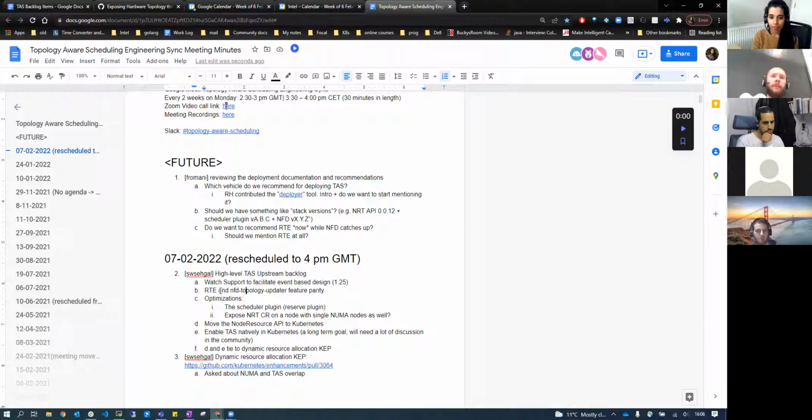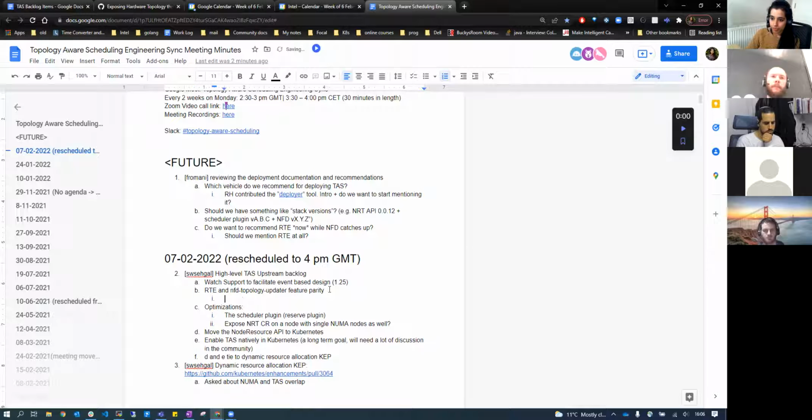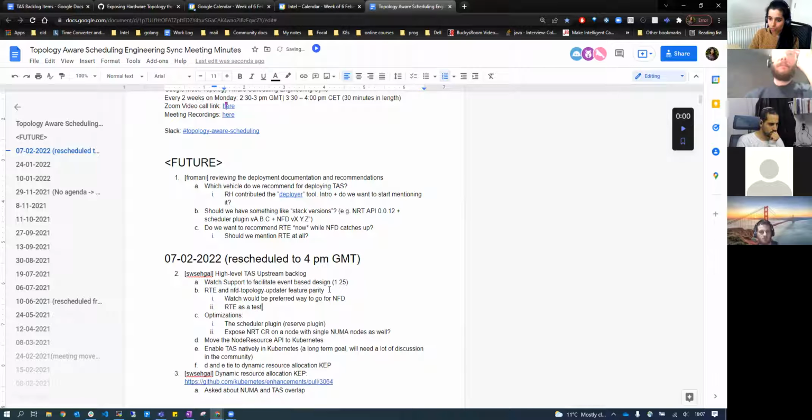From my perspective, watch implementation is the preferred way to go for NFD. Actually, if I'm not mistaken, the maintainers explicitly said so. So in my opinion, NFD should just consume the watch API, probably be the first consumer. Nothing wrong with using RTE as a test bed for the watch, but the very first official consumer should be, in my opinion, NFD.